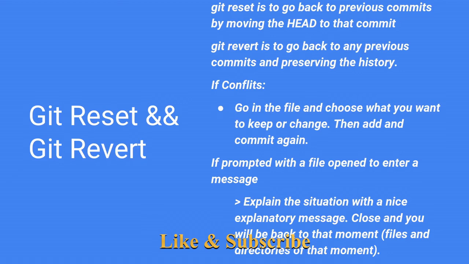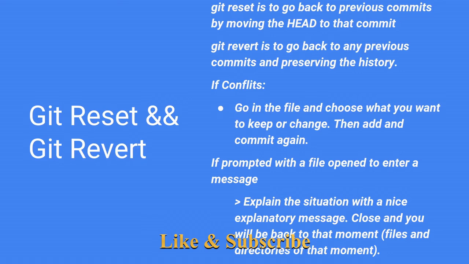So git reset and revert. Git reset is to go back to previous commits by moving the head to that commit. But it's gonna actually do a real reset. So you're not gonna have anymore the history of all the commits that you did in between. So they're gonna just disappear. While git revert is gonna go back to any previous commits, but it's gonna preserve the history.